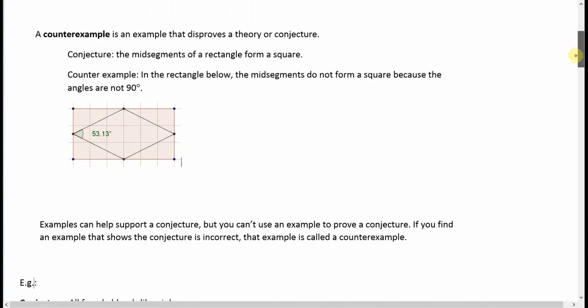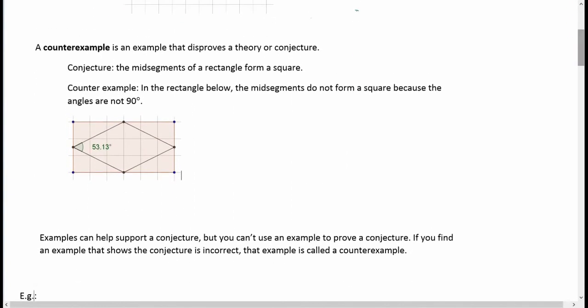Okay, let's talk about some of these words. Counterexample. So a counterexample is an example that disproves a theory or conjecture. So basically, you're giving an example that shows that someone's wrong or that an idea is wrong. Okay? So conjecture. Someone can make up this theory, this idea. Conjecture: the midsegments of a rectangle form a square.